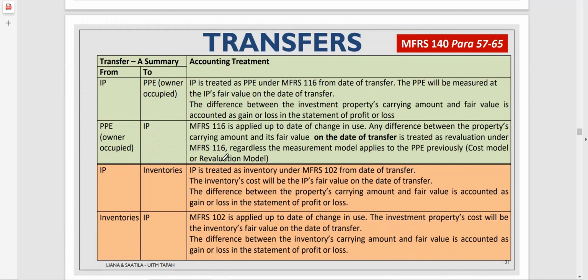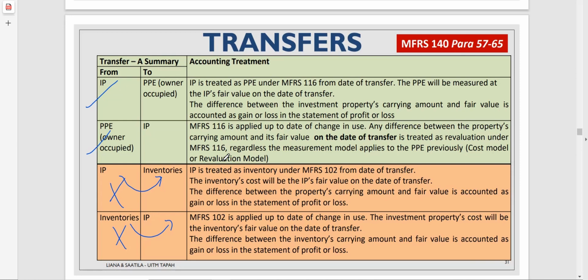So let us look at the summary of the accounting treatment. Our focus is here, the first two. The one here will just be in theory form. So we're not going to discuss the transfer from IP to inventories in terms of accounting treatment, as well as transfer from inventories to IP. But I have provided some notes or summary here to help you with just the theoretical part of the transfer rules for IP to inventory and inventory to IP.